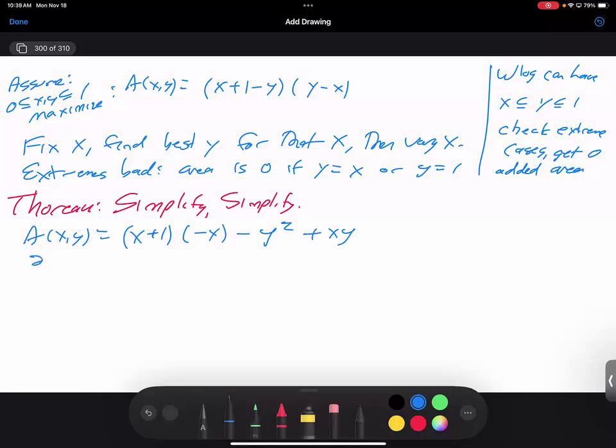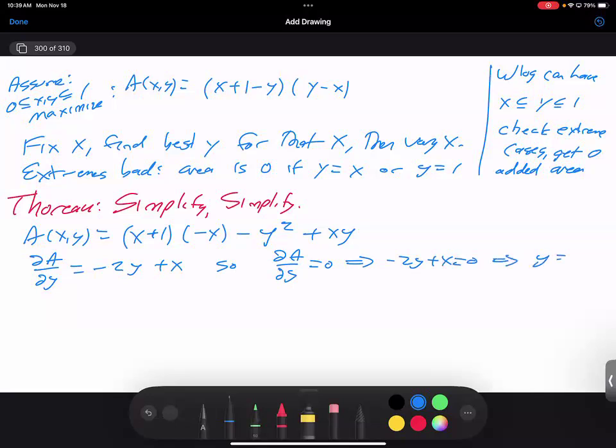And so we get dA/dy is equal to whatever the first one is. You can say, okay, so we get negative 2y plus x. So dA/dy equals 0 to get the critical point means negative 2y plus x equals 0, which means y equals x halves.